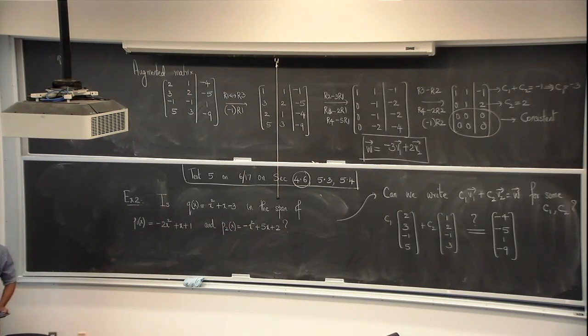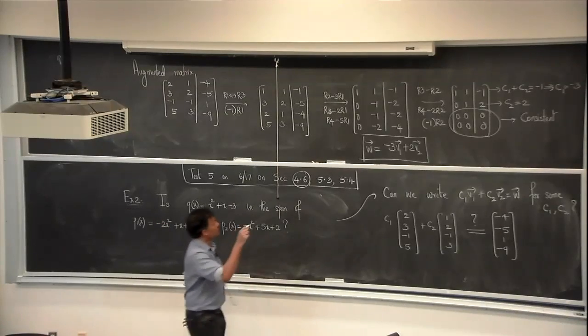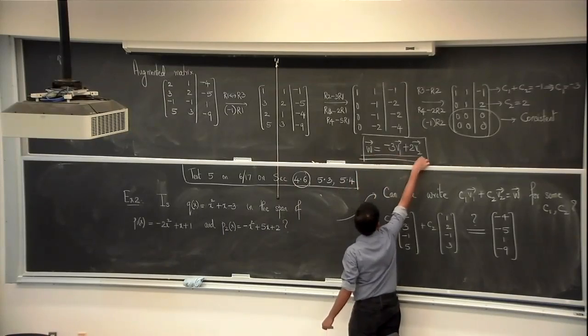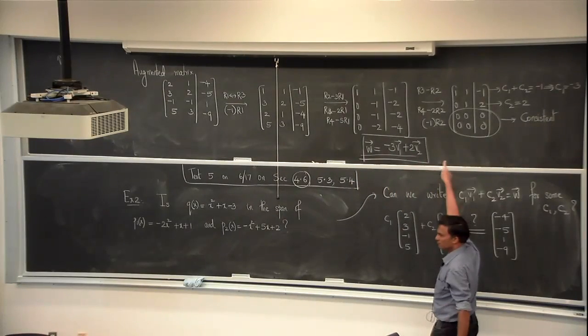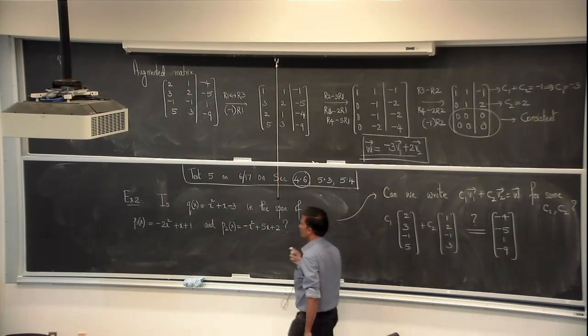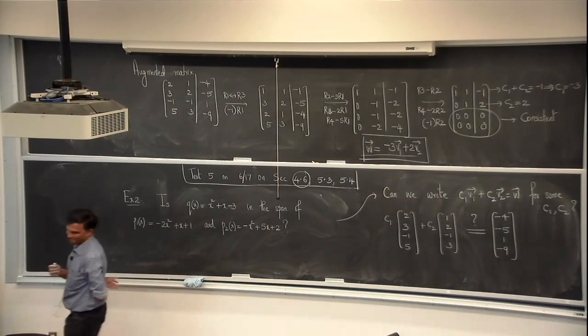Is the answer to this, which question, the example 2 or example 1? The answer to example 1 is this one here. This is the final answer, because you solve for the constants and you write W as a linear combination of those two. All right, thank you. I didn't see that.